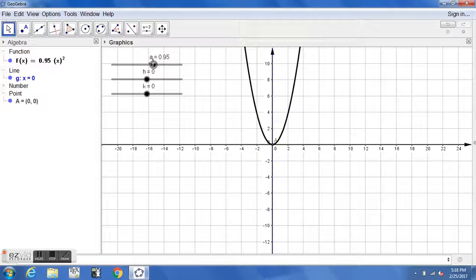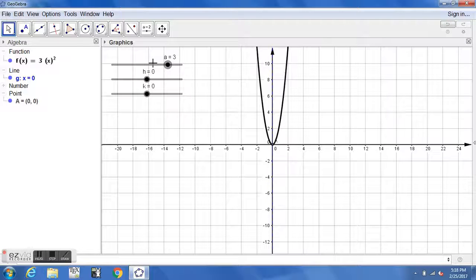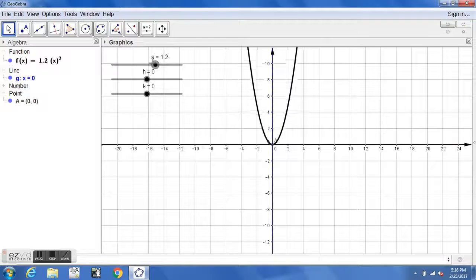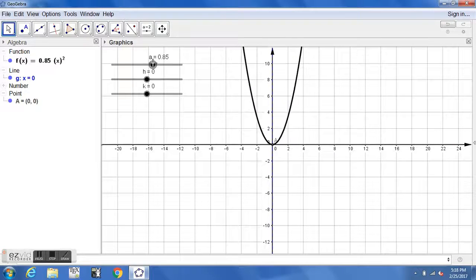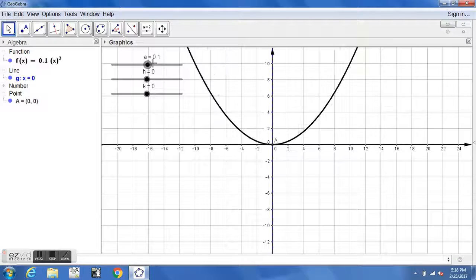So let's look at a first. It's the number that's directly in front of the parentheses that's being squared. As this number gets larger, as you can see in the graph, it's getting skinnier. This is a vertical stretch. The larger the number gets, the skinnier it gets because it's getting stretched out. As we go in the other direction, between 0 and 1, we're now doing a vertical compression. You can see how it's getting wider and wider and wider.